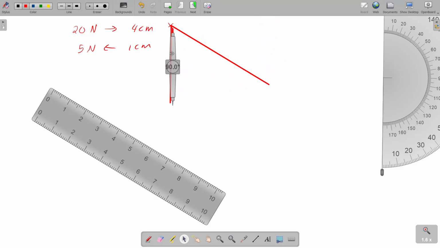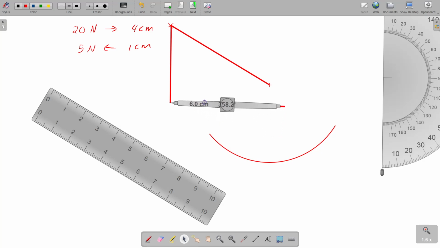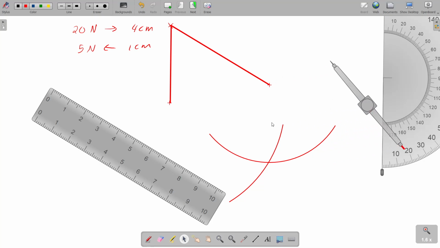So we've measured the length of this vector. We stand on the other vector with the compass to draw a curve here like this. And now we measure the length of the other force as 6 centimeters, and we move the compass to the other end of the other vector, so we can draw another curve that intersects with the first one like this. And now we can join the lines.